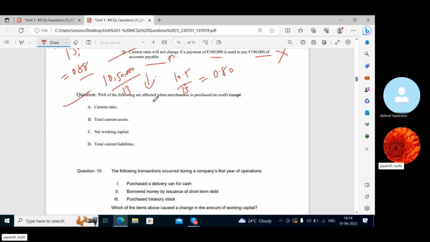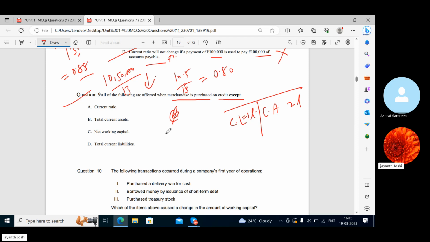All of the following are affected when merchandise is purchased, they are speaking about inventory, on credit except. See, all of the following are affected. So let's say current ratio. We will assume something here, right? This is the balance sheet. This is current assets, current liabilities. I'll take this as 2 lakh, this as 1 lakh. So all of the following are affected when merchandise is purchased on credit except what?